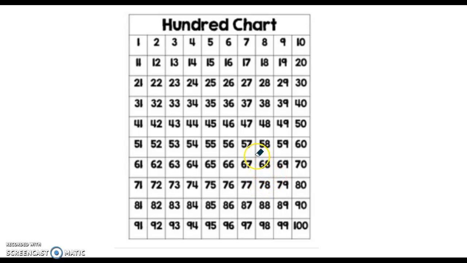When you're moving left to right on a 100 chart, you'll notice that the numbers change by 1. So we go 4 to 5 to 6, or 4 to 3 to 2, 34 to 35 to 36. It's all changing by ones. When we move up and down on a 100 chart, each row that we move, the numbers change by 10. So 5, 15, 25, 35, and so on. We're going to use that to help us with today's review activity.